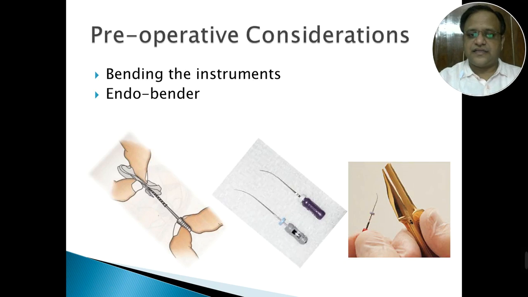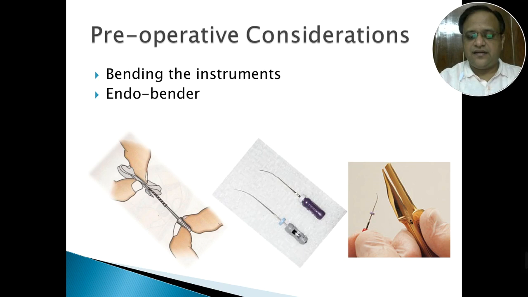Coming to preoperative considerations like bending the instruments, in some cases the radiographs show us that the canals already have a curve. Quite a few canals definitely have their own curve, like the maxillary central incisors have a palatal curve, or the buccal curve present in the palatal canal of maxillary molars. So bending is always helpful.